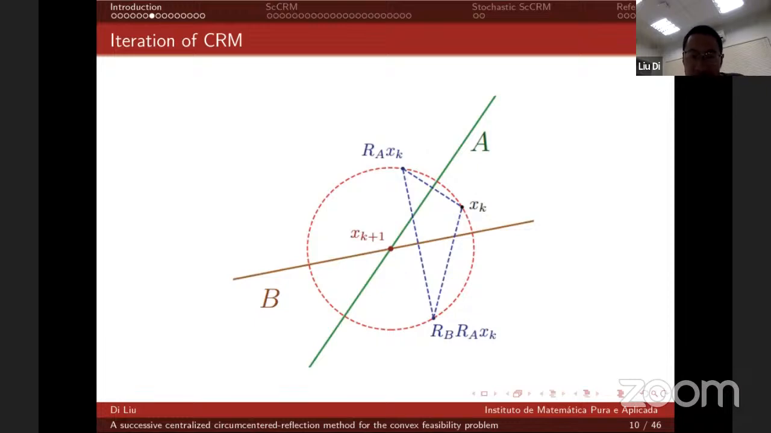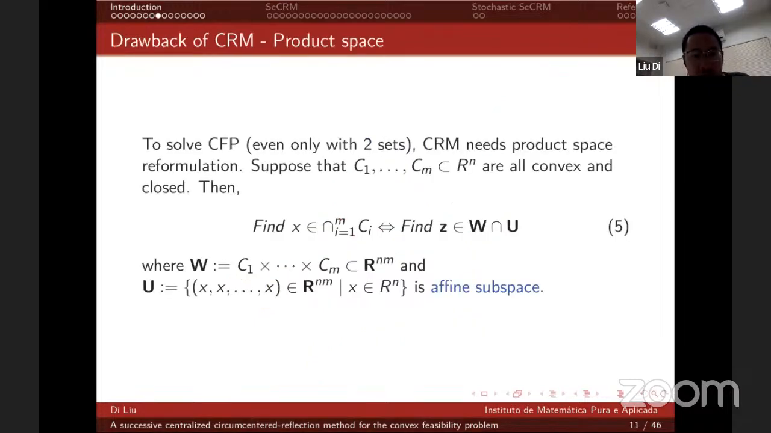Why do I say we use two hyperplanes here? Because the CRM has some problems with the general case. For example, if A and B are both general convex sets, it will not converge. It has some drawbacks in the general case of the convex feasibility problem, even with two convex sets.